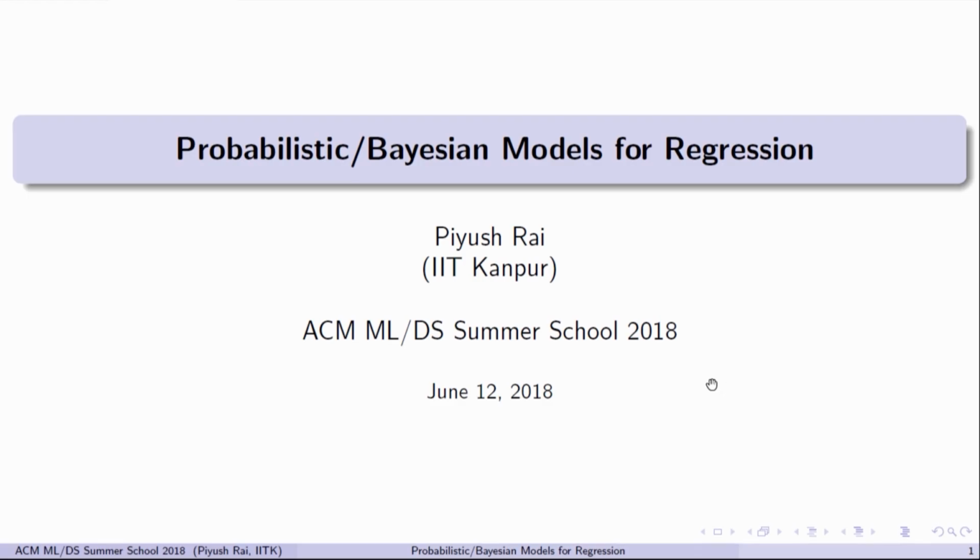So welcome back. In the second lecture, we'll be talking about probabilistic and Bayesian models for solving regression problems. So this is sort of a more real problem as compared to the Gaussian mean estimation problem that we were looking at in the previous lecture. I believe you have been taught linear regression in one of the previous lectures. So linear regression everyone has seen, right?